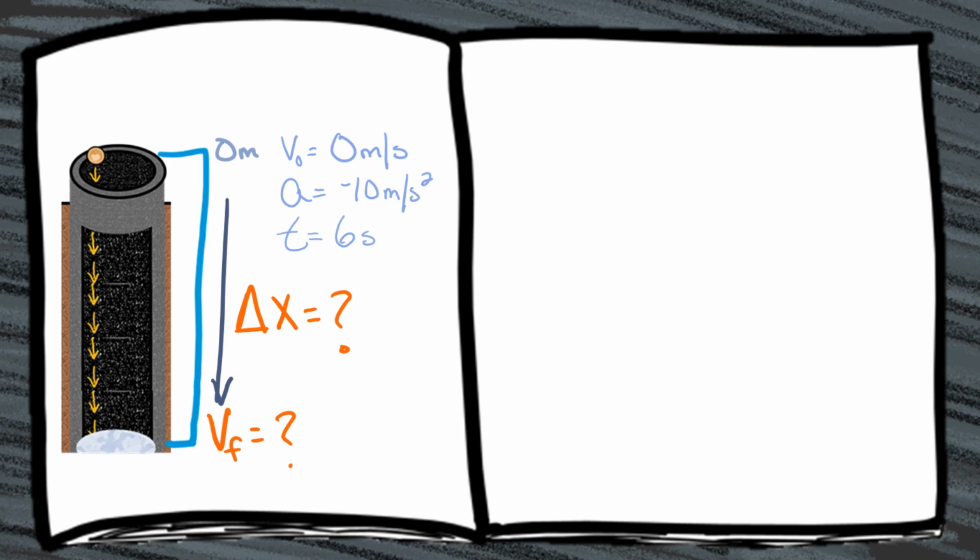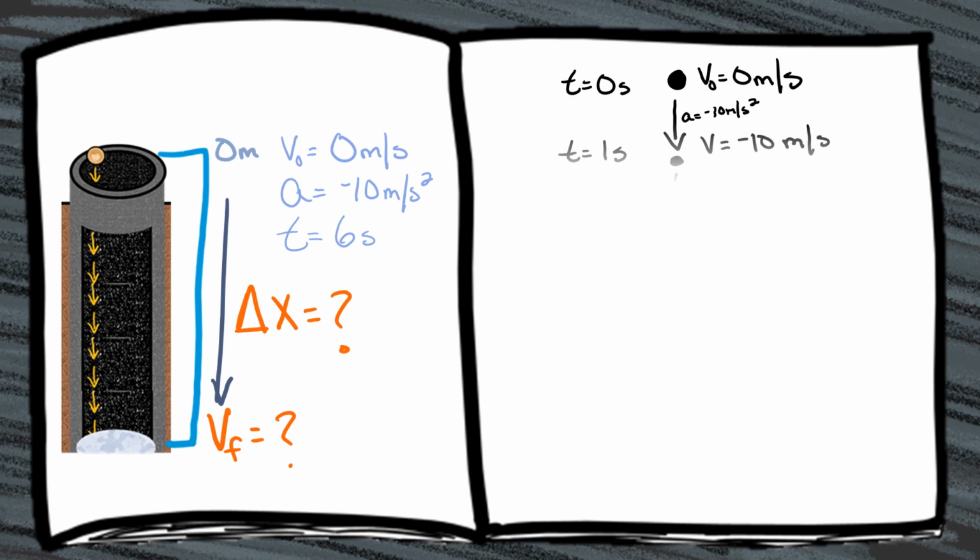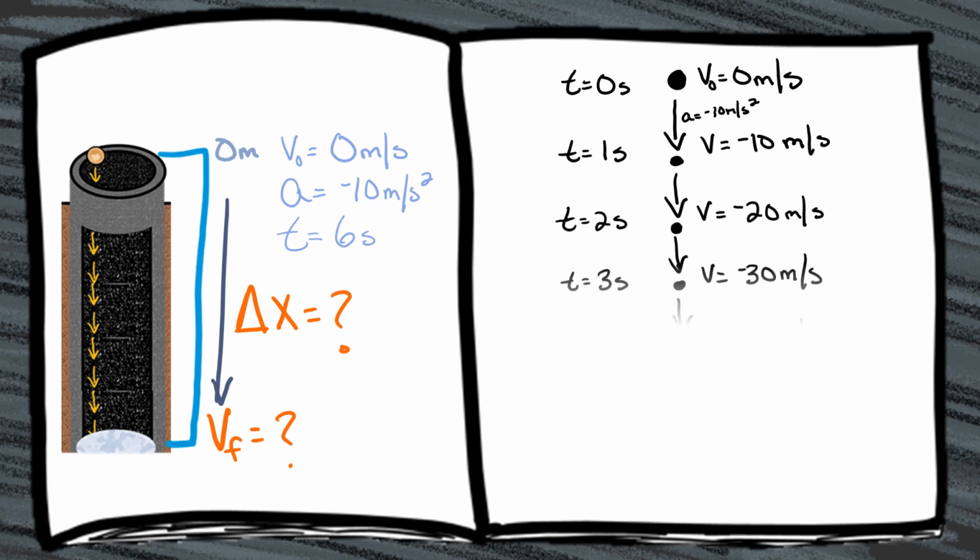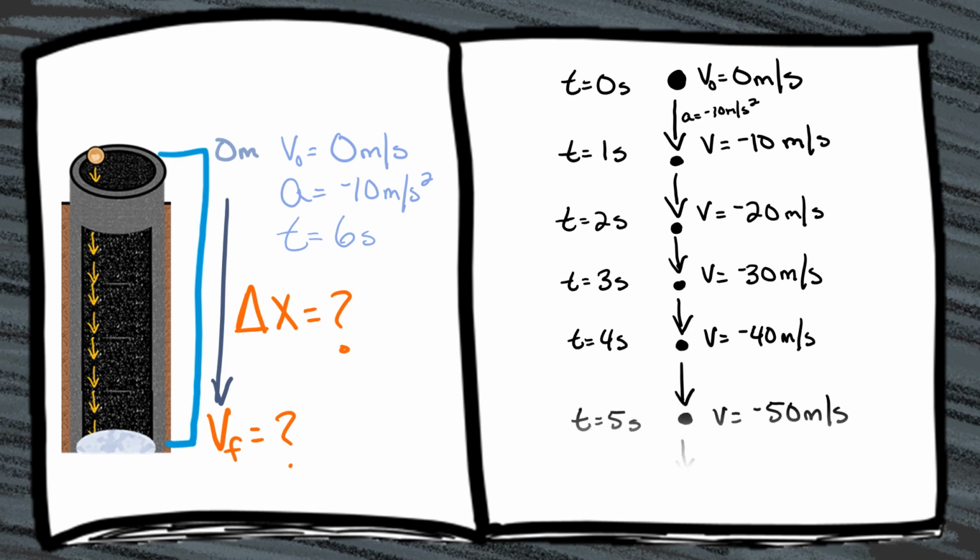For instance, we know that the penny started at 0 meters per second at the top of the well, which is 0 seconds. Then, after 1 second, because of its constant acceleration due to gravity, the penny's velocity changed to negative 10 meters per second. Then at 2 seconds, it was negative 20 meters per second. At 3 seconds, negative 30. At 4 seconds, negative 40. At 5 seconds, negative 50. And finally, at 6 seconds, when it hit the water, it was negative 60 meters per second, which is actually one of the variables that we're looking for.